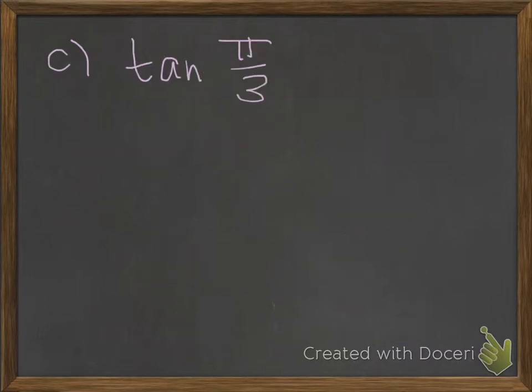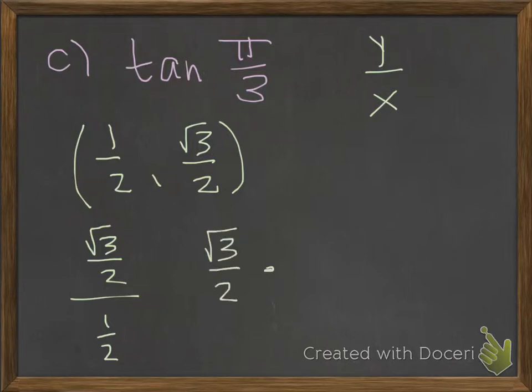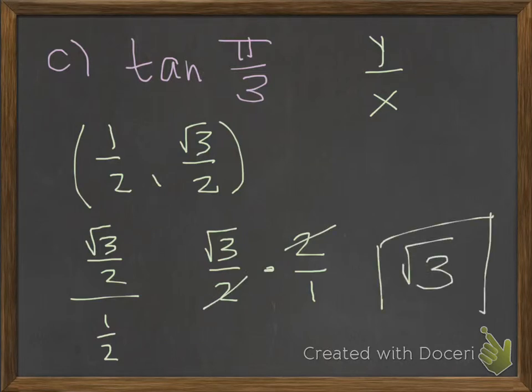So for tangent, we have pi over 3, and in the first quadrant, notice the coordinate for pi over 3 is 1/2 and root 3 over 2. And to find tangent, we do y over x. So I have root 3 over 2 divided by a half. And to divide fractions, we keep, change, flip, or multiply by the reciprocal. So I have root 3 over 2 times 2 over 1. And notice that I have a 2 on the top and the bottom, so the 2's are going to cancel, and I'm just left with the square root of 3.